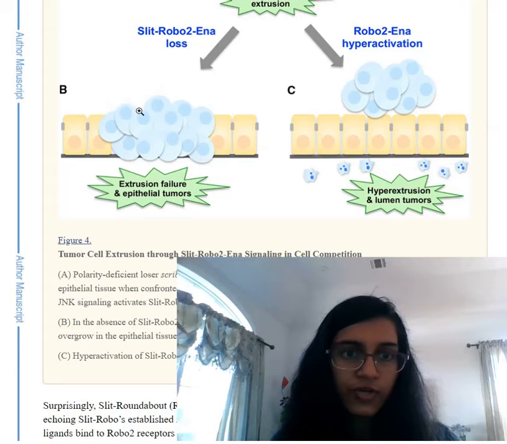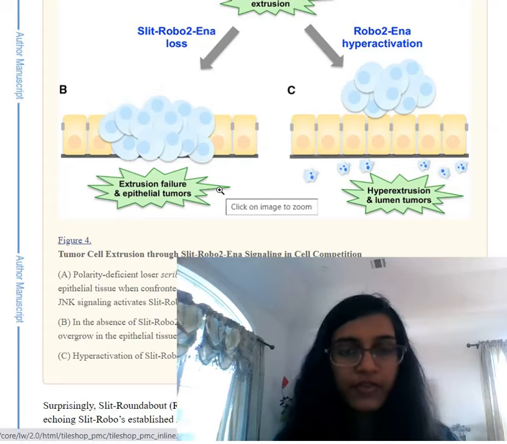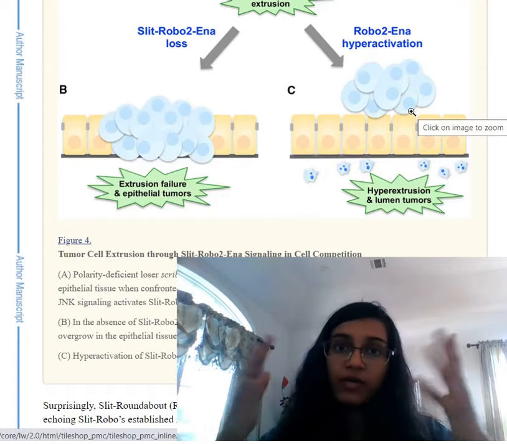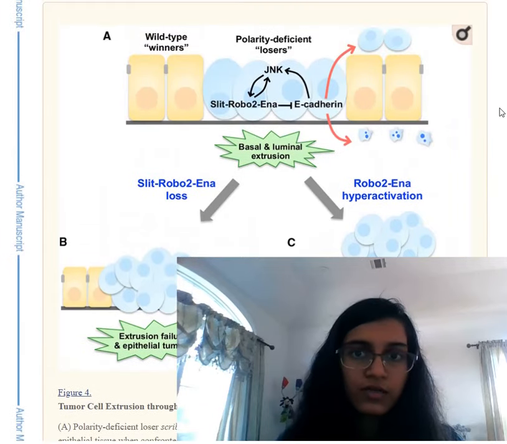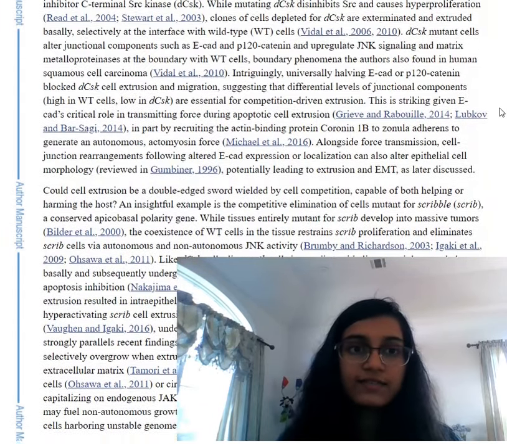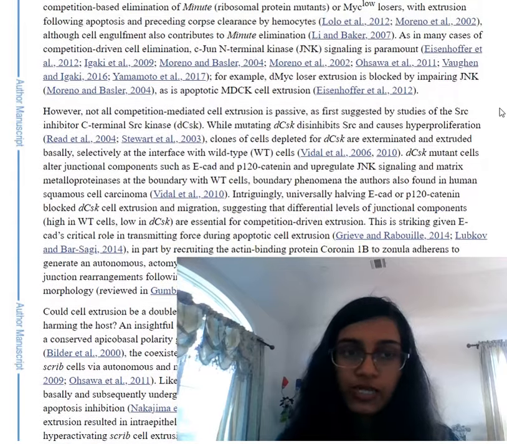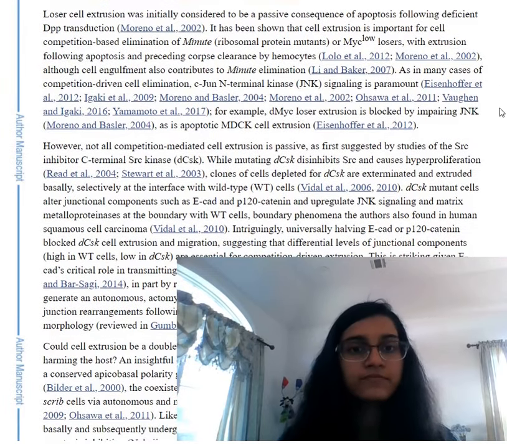Yeah, that's kind of what they show you here. Here you have massive cells in the epithelium, and here you have massive cells outside the epithelium because they're all being basally extruded. So you don't want either one of those. So because of this, cell competition and cell extrusion have to work together.